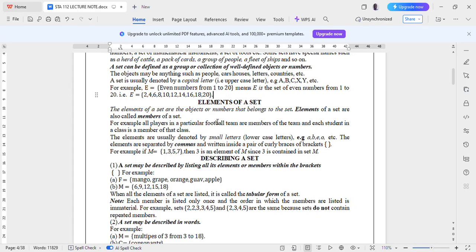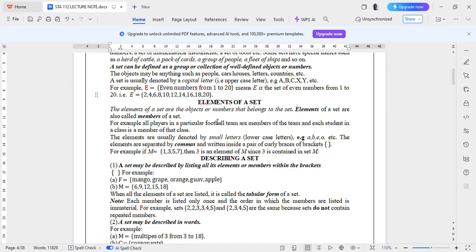For example, all players in a particular football team are members of the team, and each student in the class, as I've mentioned before, is a member of that class. The elements are usually denoted by small letters, as I've said before, while the set itself is denoted by a capital letter. Please take note of this. Don't make a mistake of that.